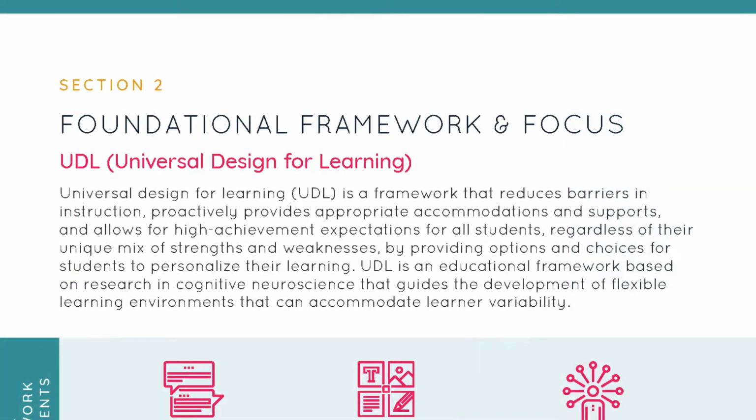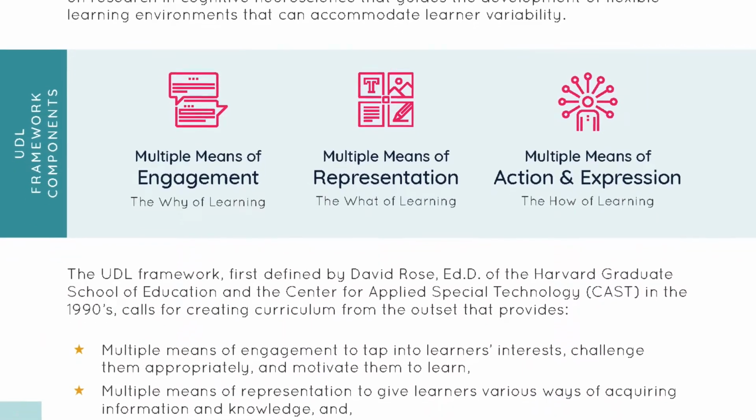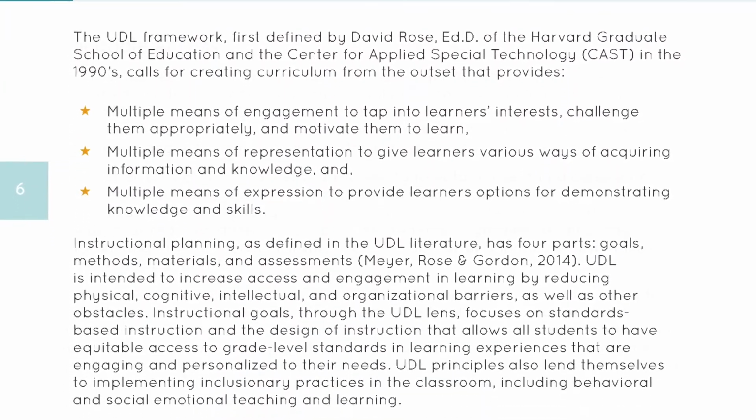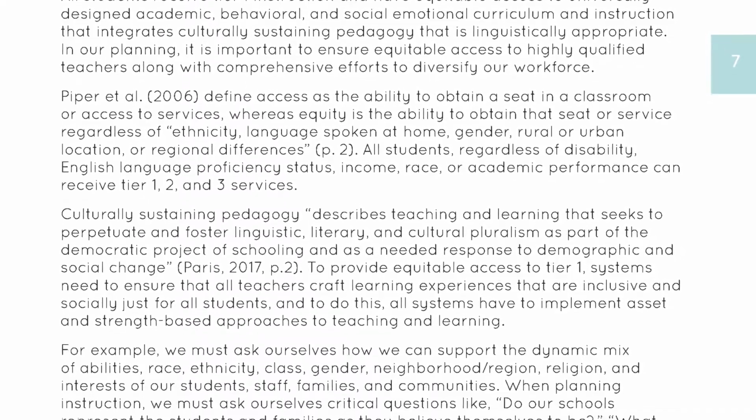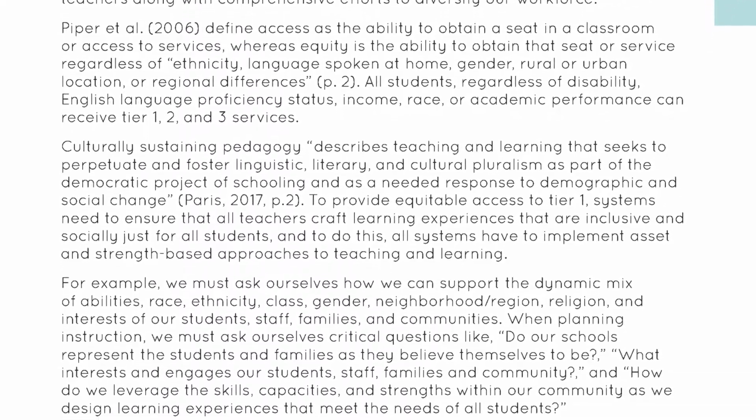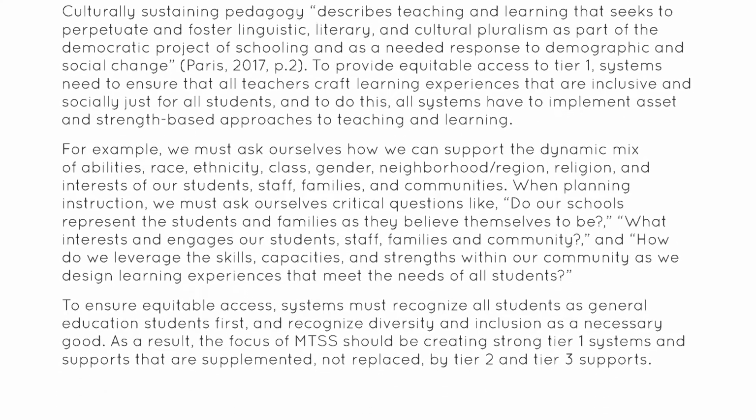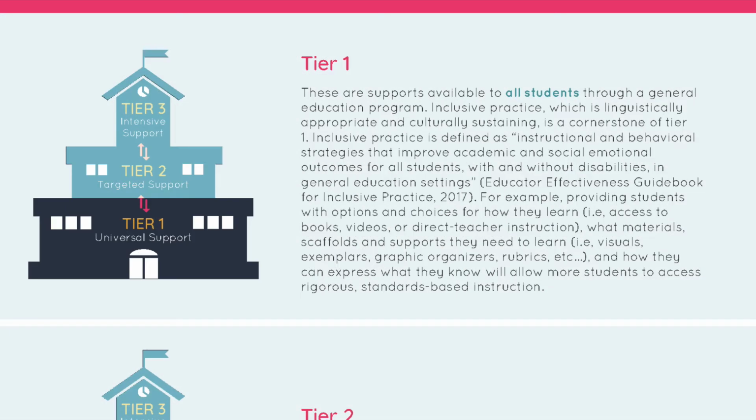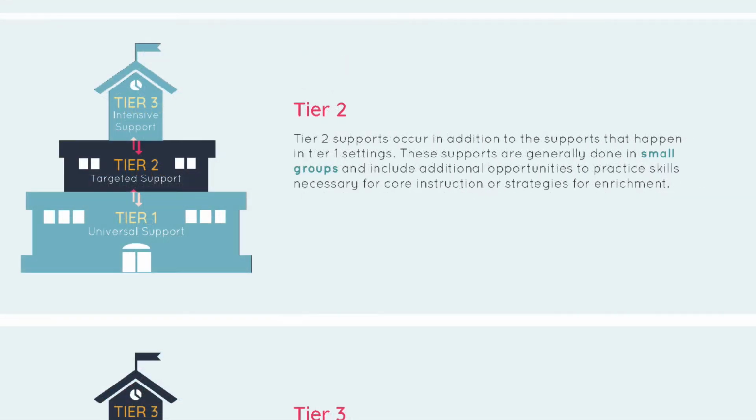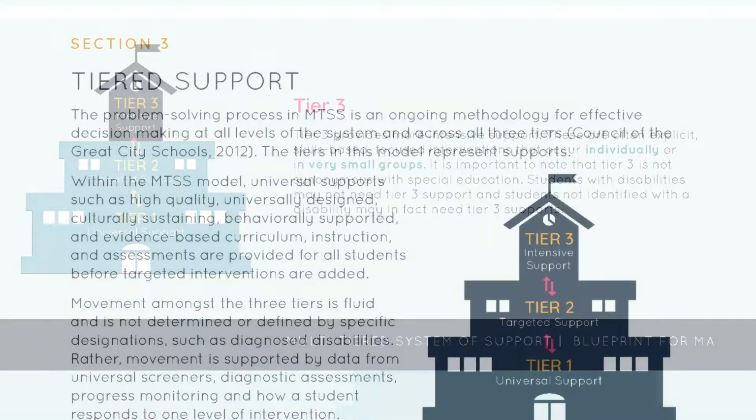When you're diving into section 2, you'll notice that the two foundational frameworks of this blueprint are universal design for learning and a focus on equitable access. We truly believe in Massachusetts that all students should receive Tier 1 instruction and have equitable access to universally designed academic, behavioral, and social-emotional curriculum and instruction with their peers. It is our duty to try to create environments that are the least restrictive environments for all students. And so understanding those frameworks will be important for the development of a system that works for you.